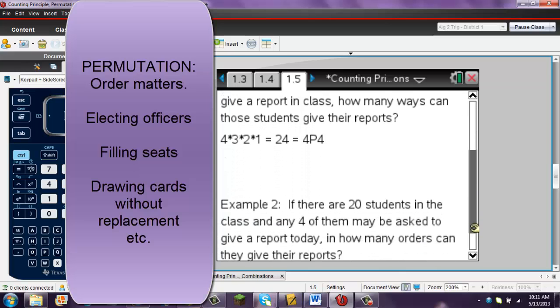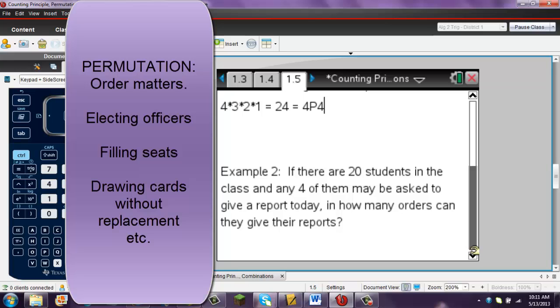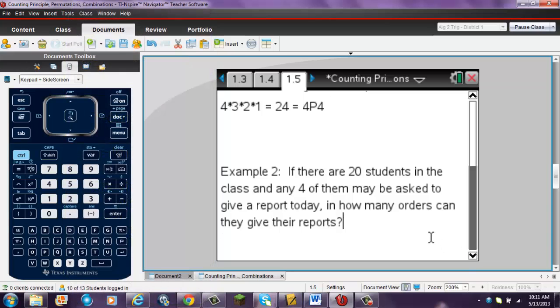Now, for the second example, we have 20 students in class, but only 4 of them will be asked to give a report today. How many orders can they give the reports? Well, there's 20 people in the class to choose from to go first, and then once they've gone, there's only 19, and then 18, and then 17. So you would multiply 20 times 19 times 18 times 17 and get 116,280 possible orders. If we wanted to call this a permutation, which it is, it would be taking 20 students and putting 4 of them in order, 20P4.